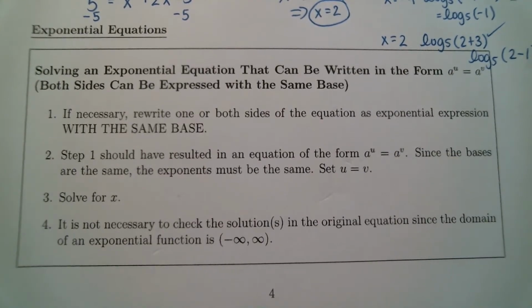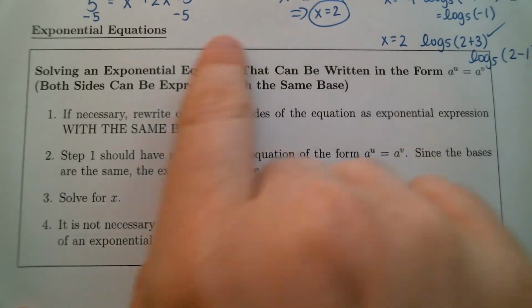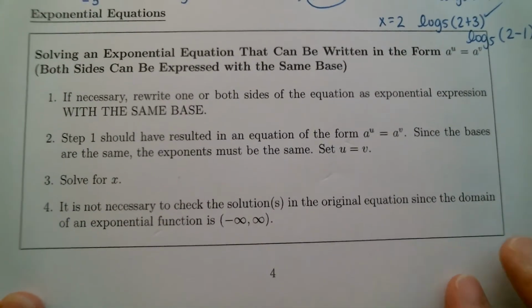For the rest of section 6.6, we will turn our attention to more complicated exponential equations. Before we do that, we are going to go back and review the basic exponential equations that we learned how to solve in section 6.3. That method is summarized in this box, which is at the bottom of page 4.